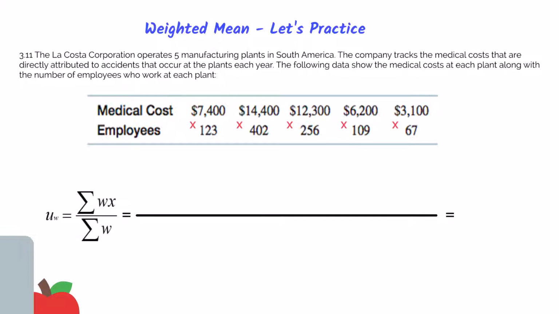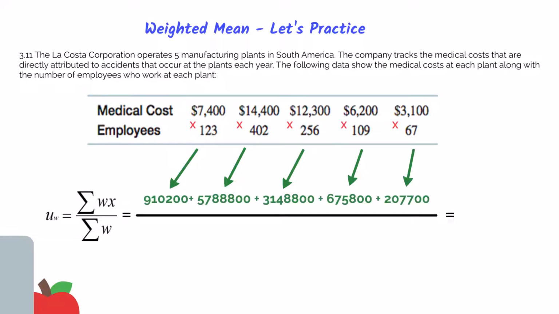To do this, we're going to multiply our variable of interest, which in this case is the medical cost. This is what we're interested in knowing about. The weights are the number of employees. We're going to multiply each of our cost values, or the X's, by the number of employees, which are our weights, or the W's. We'll bring that down, and we get these values for each plant.